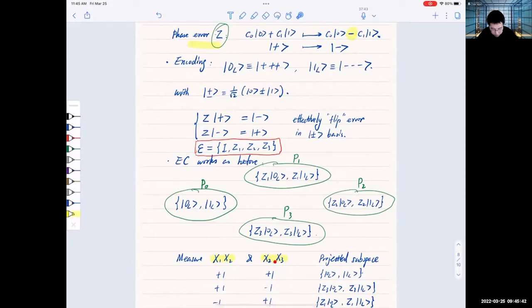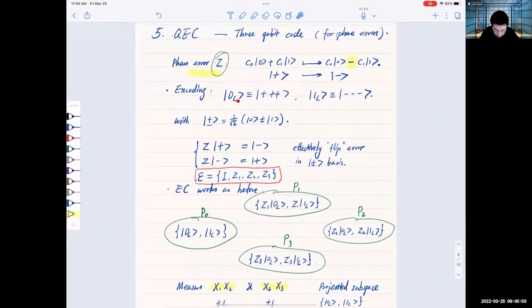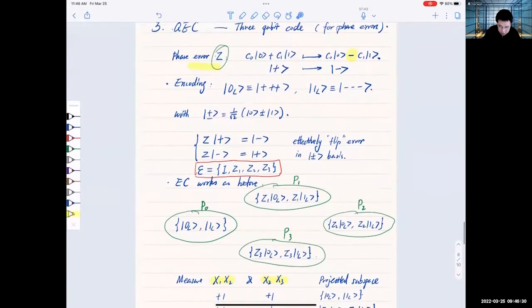Moreover, you can verify that measuring these two operators does not tell you whether it's logical 0 or logical 1. Because if you look at the logical 0 state, plus, plus, plus, the plus states are eigenstates of the X operator with eigenvalue +1, so it's an eigenstate of +1 for X1X2. Similarly, if you look at the logical 1, which is minus, minus, minus, the minus is an eigenstate of the X operator with eigenvalue -1, but you have two X operators acting on the minus, so you get (-1) squared. So minus, minus, minus is also an eigenstate of the two-X operator product with eigenvalue +1. So for either logical 0 or logical 1, they all have +1 eigenvalue for X1X2 and X2X3.